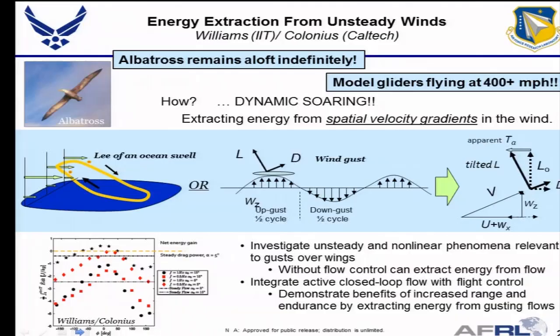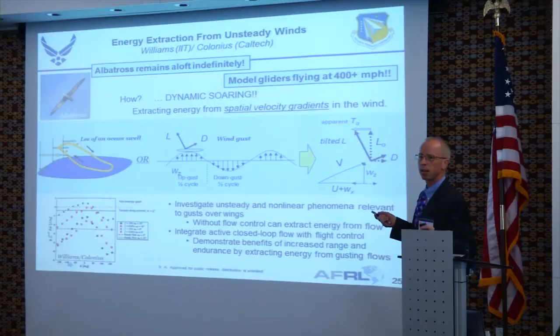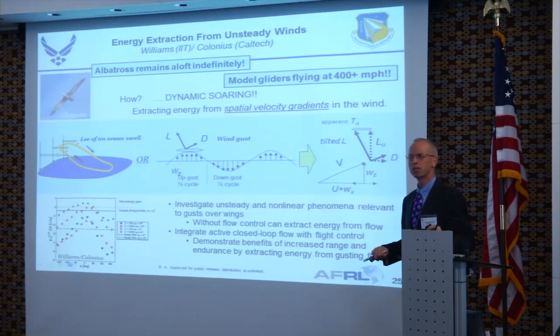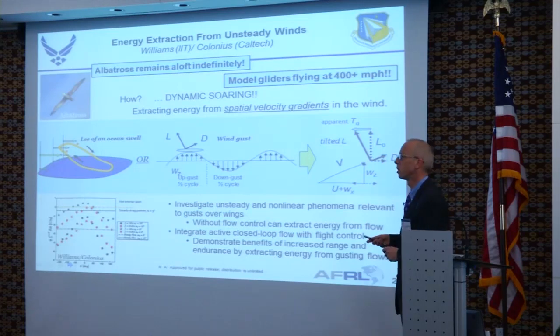Okay, and so the final piece here is some work from Dave Williams and Tim Colonius. And this is kind of bridging the two parts of the portfolio. It's taking low Reynolds number runs, the aerodynamics and the flow control, and saying, how can we bring those things together? So when we look at what an albatross can do, it really can remain aloft indefinitely. And how does it do that? Well, it turns out we can get model gliders that can also fly at 400 miles an hour. How does that happen? It doesn't have an engine on it. Well, how does it do it?